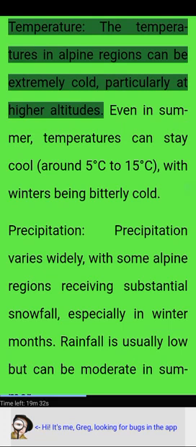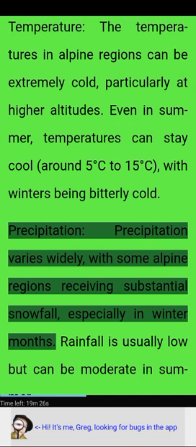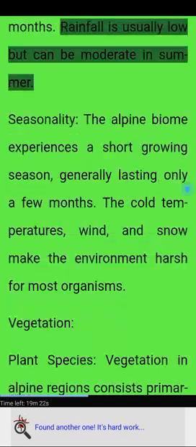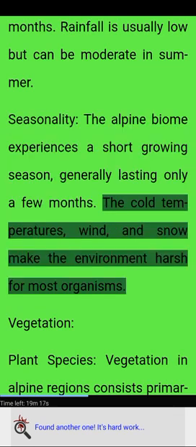Temperature: the temperatures in alpine regions can be extremely cold, particularly at higher altitudes. Even in summer, temperatures can stay cool, around 5 degrees Celsius to 15 degrees Celsius, with winters being bitterly cold. Precipitation: precipitation varies widely, with some alpine regions receiving substantial snowfall, especially in winter months. Rainfall is usually low but can be moderate in summer. Seasonality: the alpine biome experiences a short growing season, generally lasting only a few months. The cold temperatures, wind, and snow make the environment harsh for most organisms.